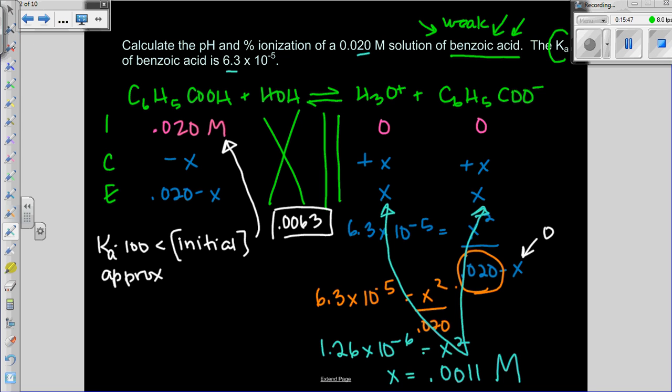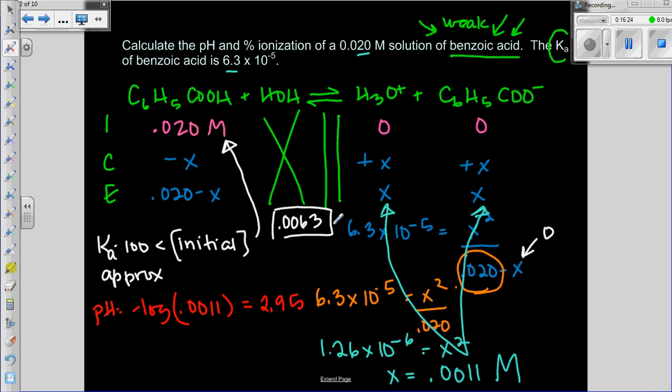So I can calculate pH. My pH is equal to the negative log of that value, because it's my hydronium ion concentration. So if I do negative log of that, I get 2.9498. 2 sig figs, that tells me 2 digits past the decimal, so 2.95. And that makes sense for an acid. Okay, now I'm asked to do one other thing. I'm asked to calculate percent ionization.